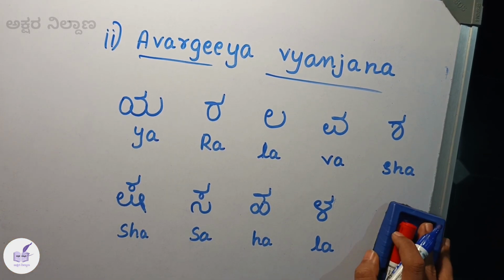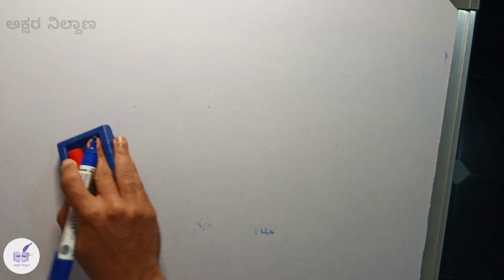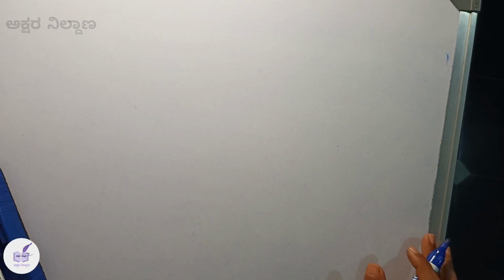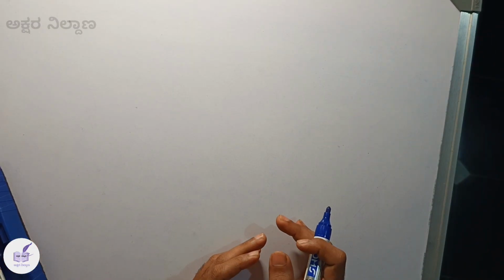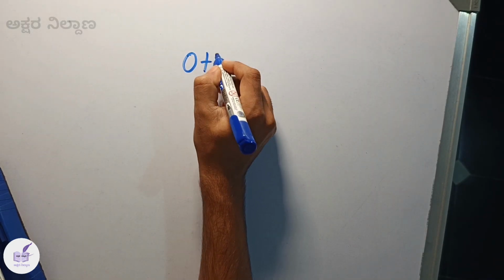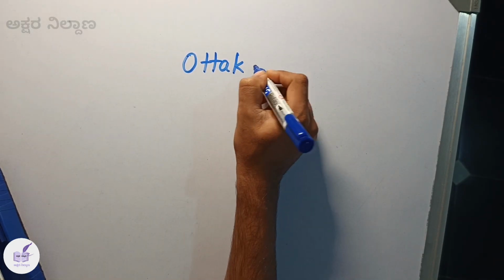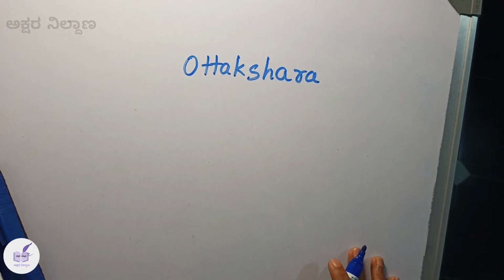So in total we learned all the letters, all the alphabets. In total we learned 49 alphabets completely. In the next session we're going to do the next part. The next part is called Uttakshara. What do you mean by Uttakshara?